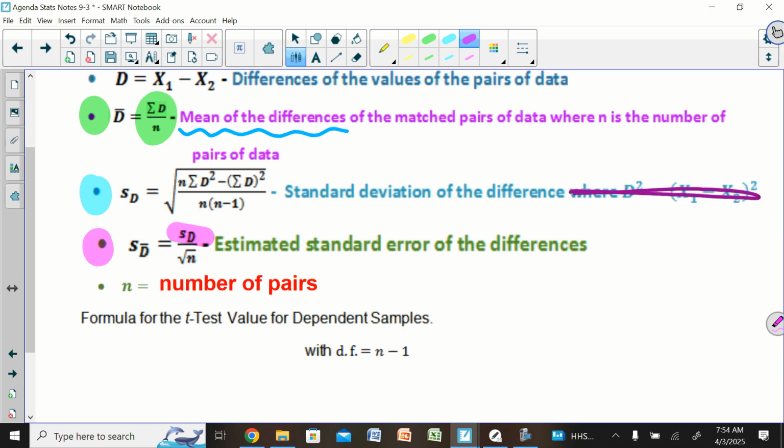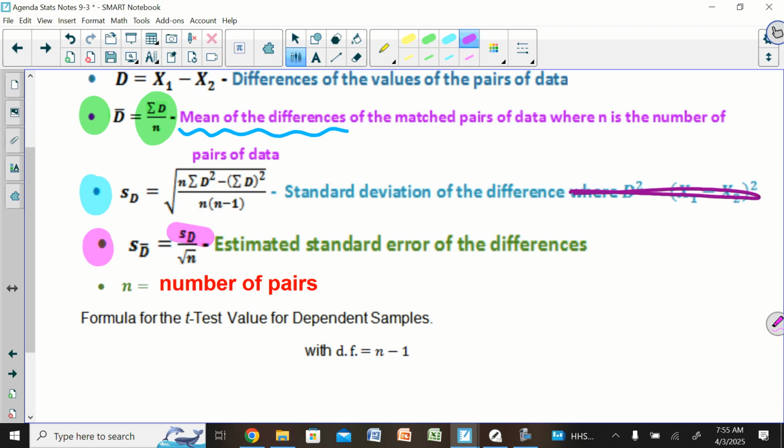N is our sample size. And I didn't want to get confused between the sample size and the number of pairs. So if I do 10 subtraction problems, because I've got a pre-test and a post-test, my n is 10, not 20.